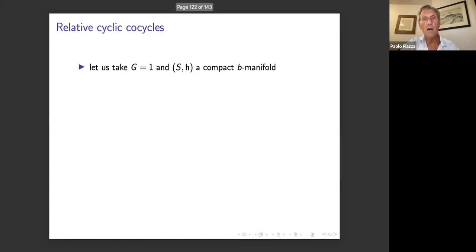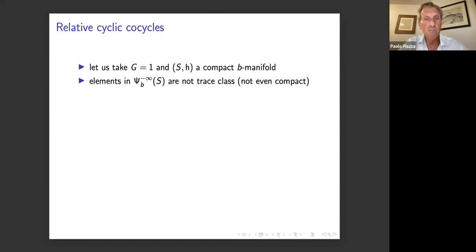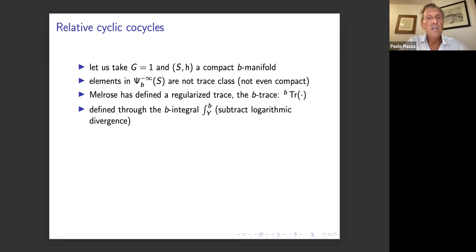Very good. Now, I'm almost done. So let us go back for a moment to compact b-manifolds. As I said, the smoothing operators are not trace class in general, and so Melrose has defined a regularized trace, the so-called b-trace. Unfortunately, the b is very bad in a talk on cyclic cohomology because it's also the differential, but I'm sure you will understand. This is defined basically by subtracting the logarithmic divergence in the integral over y.